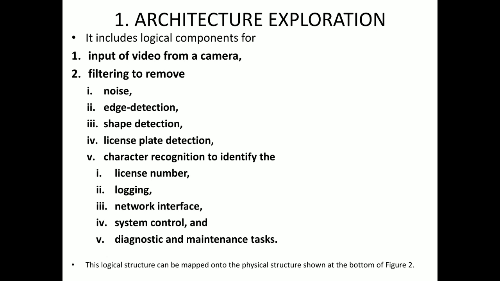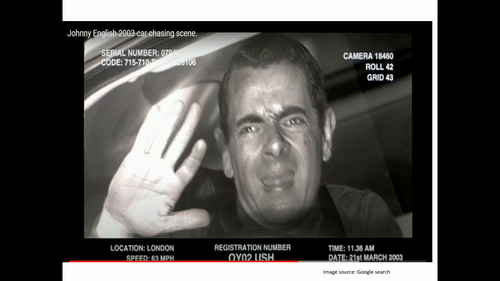We will take an image view of this. We'll take an example of an image from a movie called Johnny English. In this movie, the actor Rowan Atkinson drives a car, and the road monitoring system camera takes an image of the vehicle when he is driving. We will try to analyze this example.